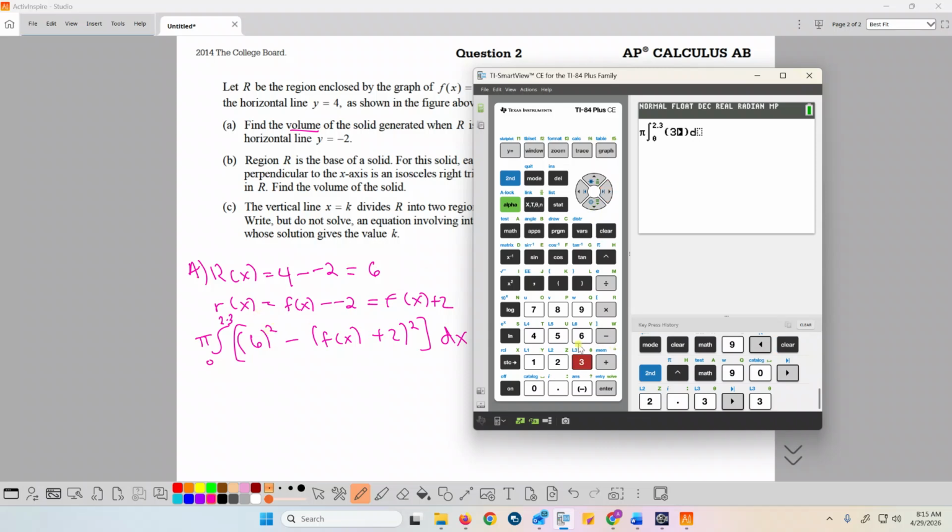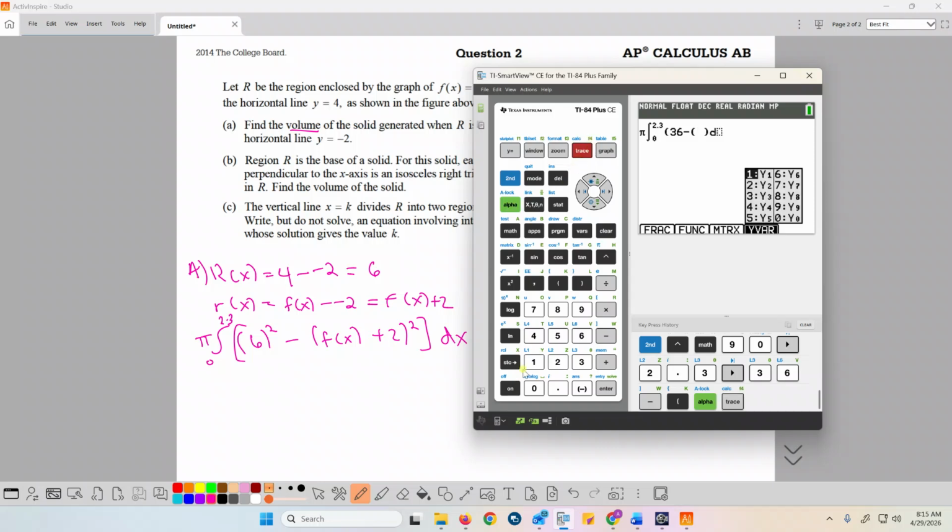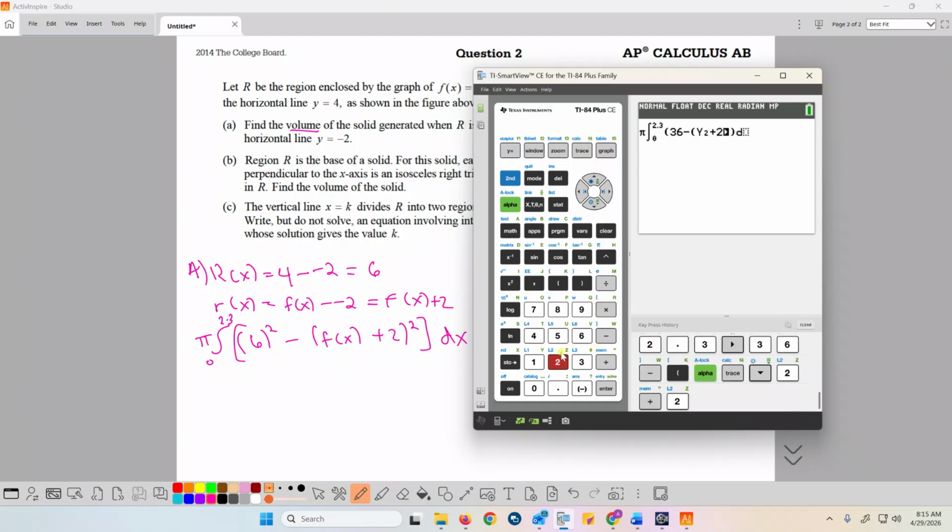All right, okay, what are we doing here? 6 squared. I mean, if you have the wherewithal to say that that's 36, that's cool. Okay, minus, now open a parenthesis to go ahead and put f of x plus 2. Remember, we set f of x as the y2, so you can go ahead and select that from your calculator to save yourself some time. That would be alpha, up here F4. Think of that as functions, okay, and just select y2, and then I'm just going to put here plus 2. I'm going to close that parenthesis and square it. There we go. And that outer parenthesis is there, and then we throw our dx at the end. All right, so let's see, we got 98.868.